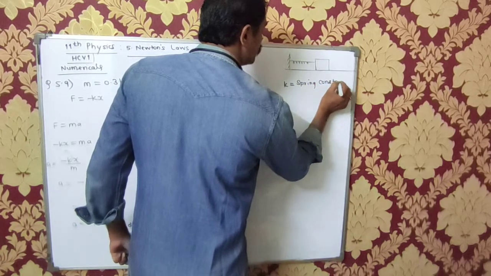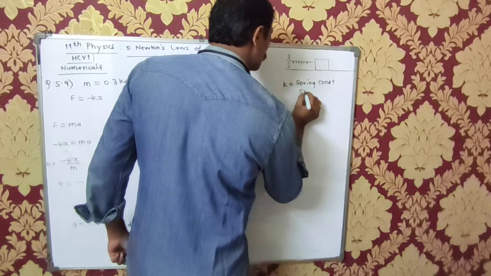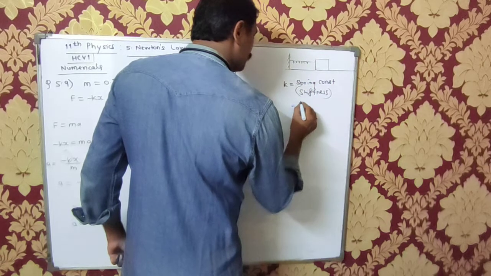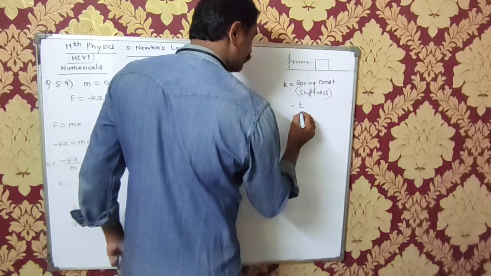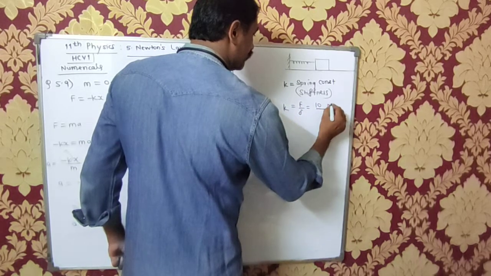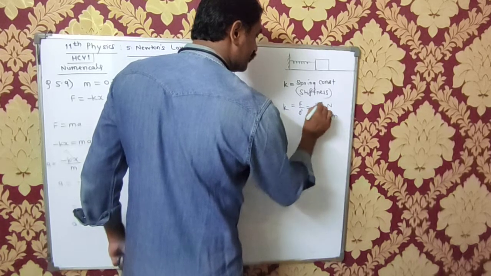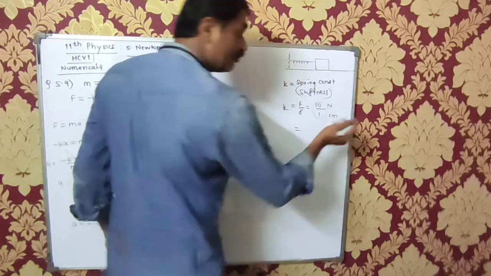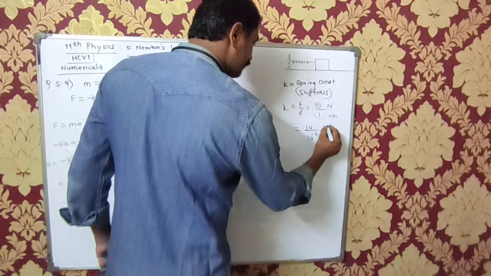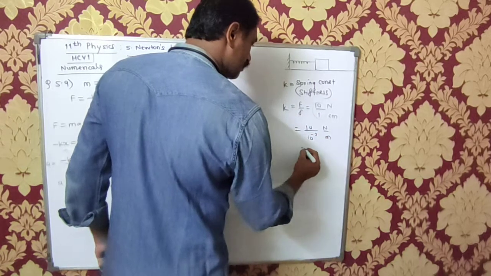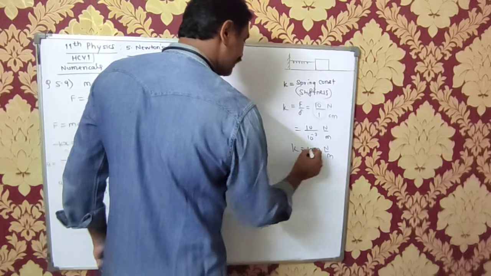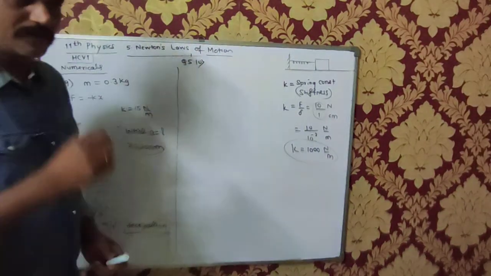or also called the stiffness constant, spring stiffness, and it is nothing but the force divided by the deformation delta. What is the force? 10 Newton. And what is the deformation? 1 centimeter. Can I convert this centimeter into meter? Yes. This is 10 upon 10 raised to minus 2, so centimeter is converted into meter. So that means 10,000 Newton per meter. This is the stiffness of the spring. Is that clear? Yes.